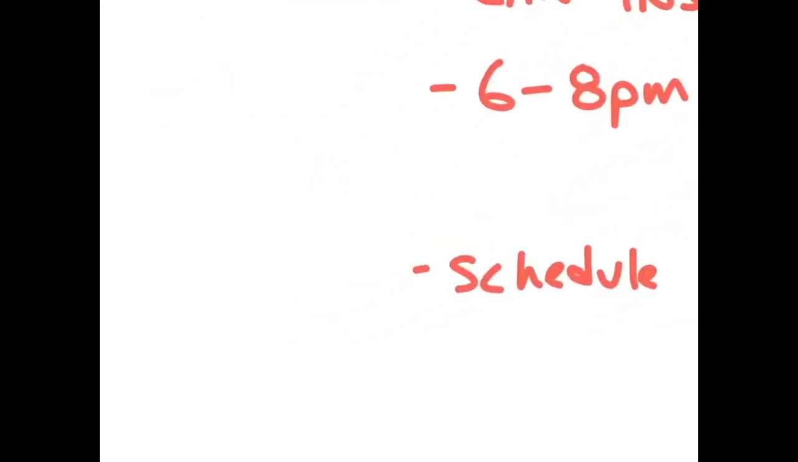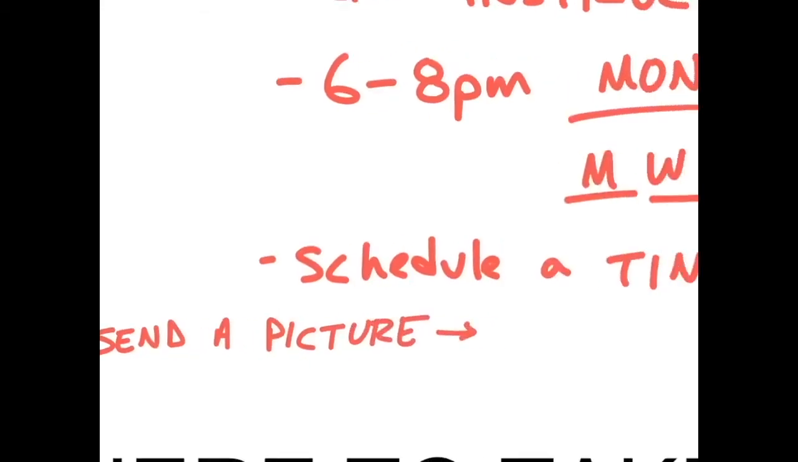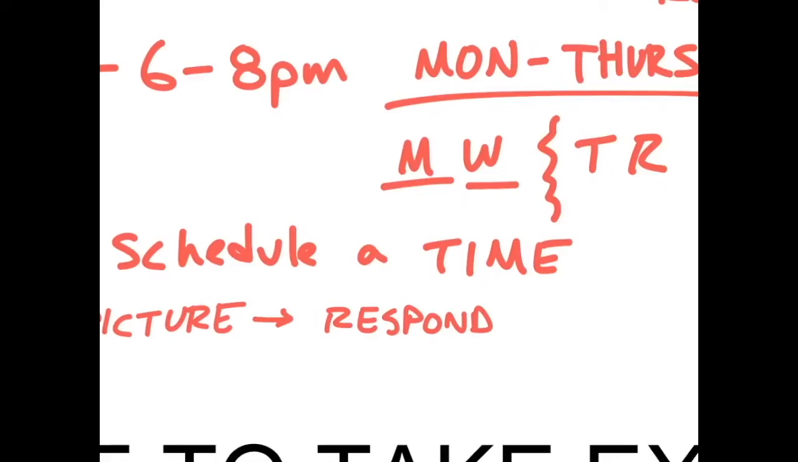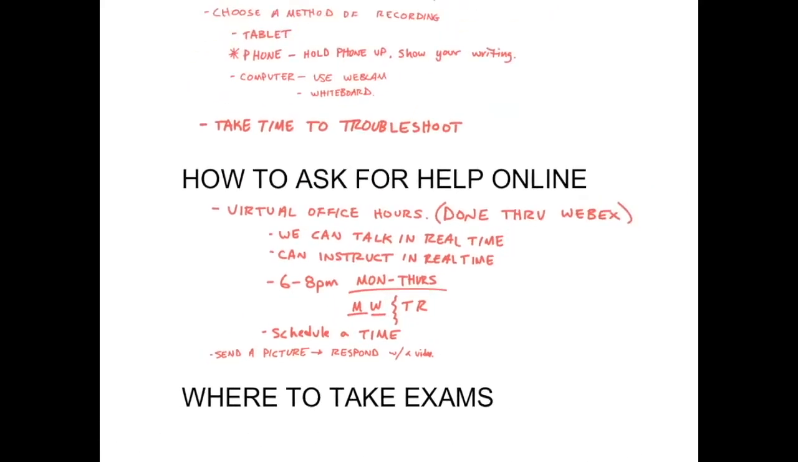The other thing that you can do is you can send me an email, send a picture of your question, and I will respond with a video. I can quickly make a video and just send it off to you. The other thing that you can do, if you want to, is send me a video telling me where you're having trouble. So, a lot of different ways where you can ask questions and get help from me.